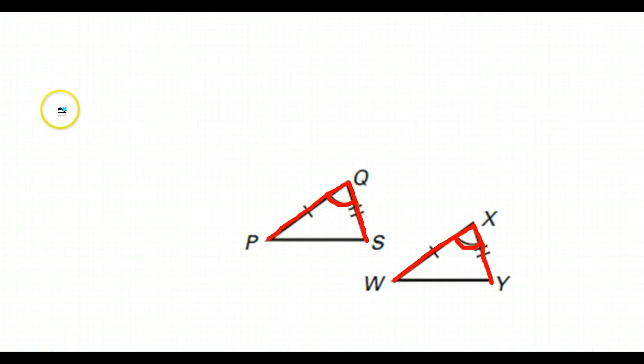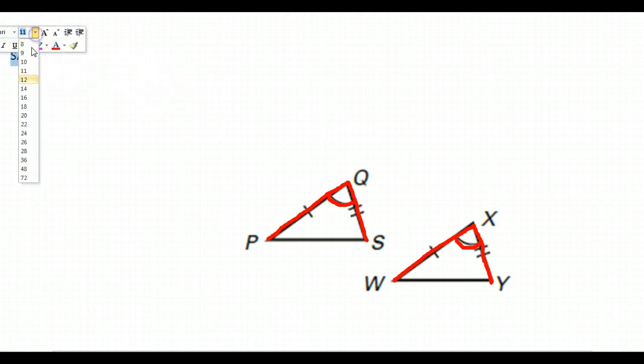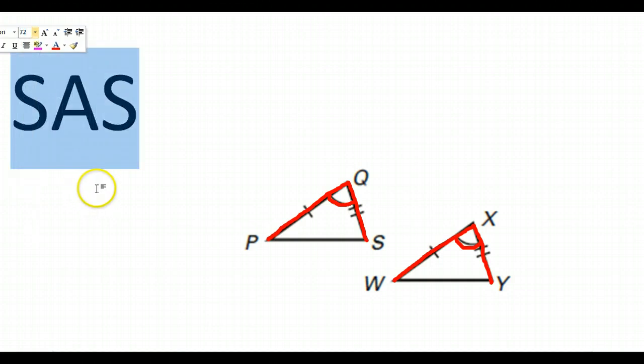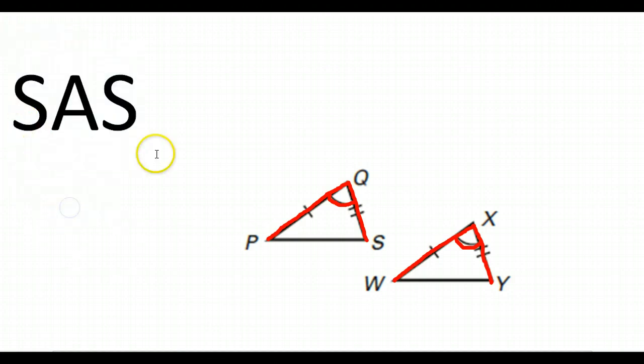And the abbreviation for that was side, angle, side, SAS. That let us know that we needed 2 sides and the angle in the middle. That's why even when we write SAS, the angle has to be in the middle between the 2 S's, just like the angle has to be in the middle between the 2 sides. So those are the things that we learned so far.